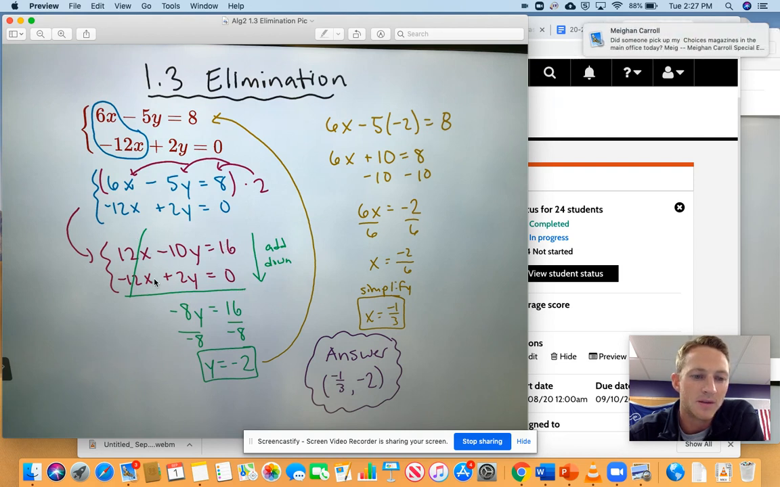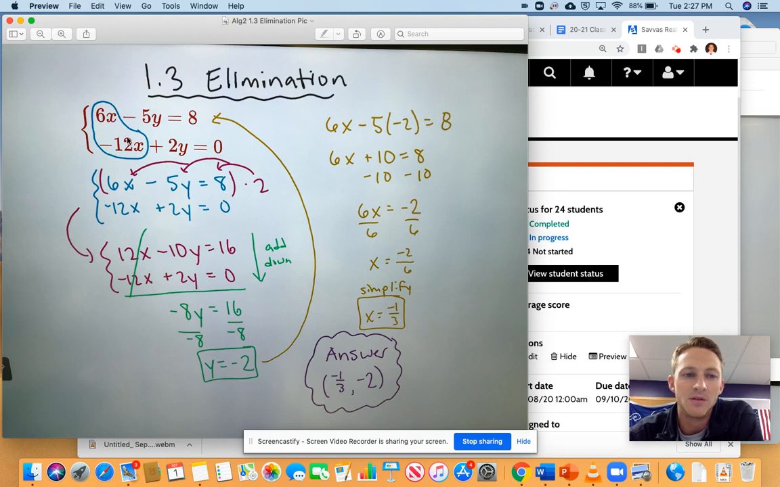So 12x minus 12x cancels. Negative 10y plus 2y is negative 8y. Negative 10 plus 2 is negative 8. And then 16 plus 0 is 16. Now we have one variable. We eliminated the x. We're going to solve for y. So I'm dividing by negative 8 on both sides, and y equals negative 2.